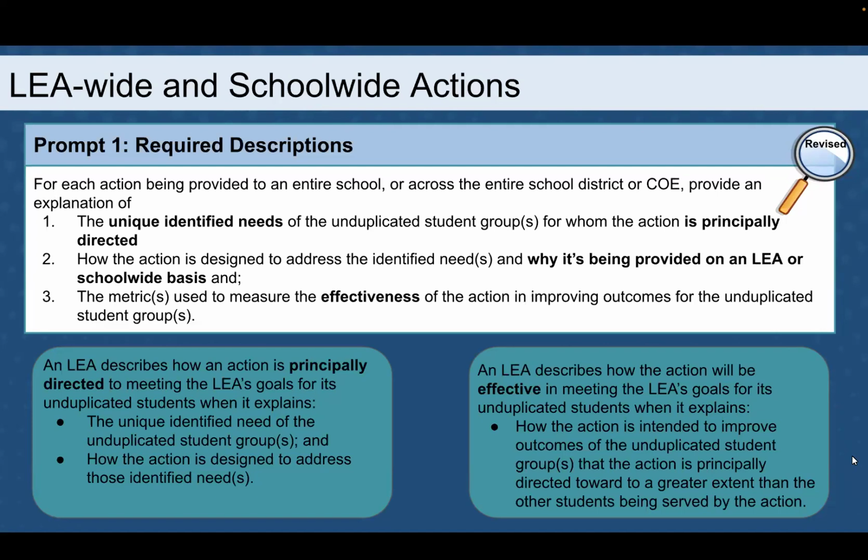An LEA describes how an action will be effective in meeting your goals for your unduplicated students when you provide an explanation of how the action is intended to improve outcomes for your unduplicated student group that the action is principally directed toward, to a greater extent than other students that might be served by this action.